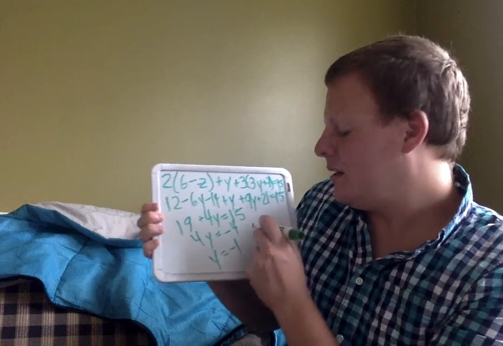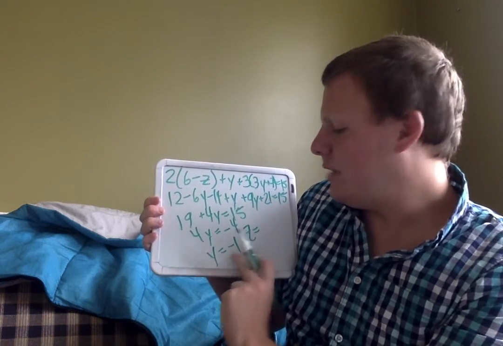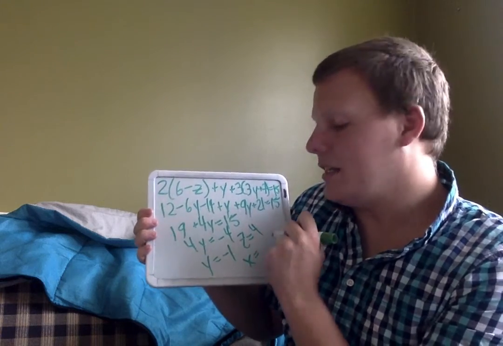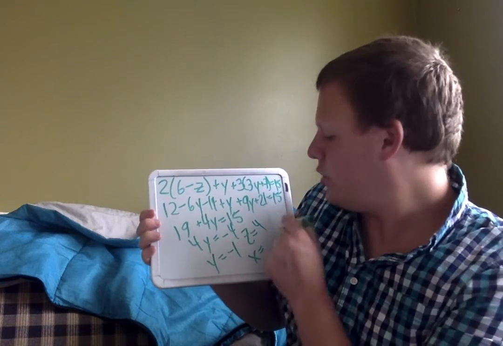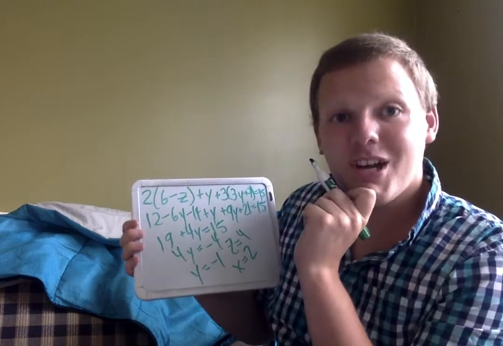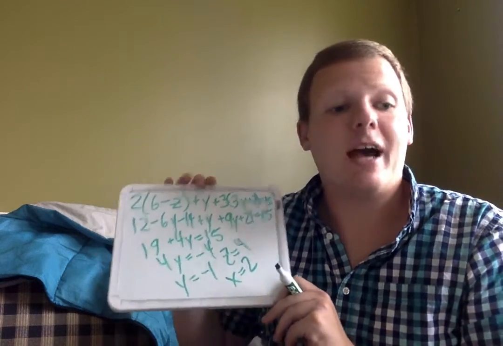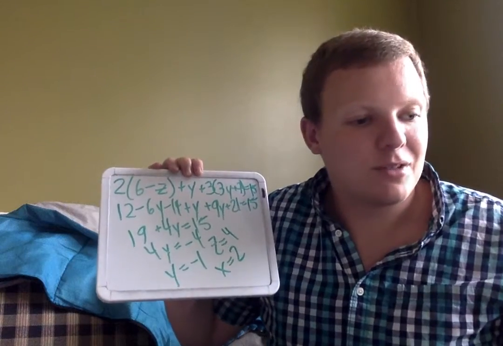Good, so that means z will be negative 3 plus 7, that's 4. And x will be 2. Good job. The last thing we can do is go back to our original equation. So look on your worksheet and we'll test our values.